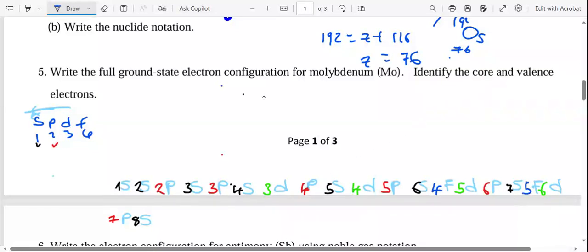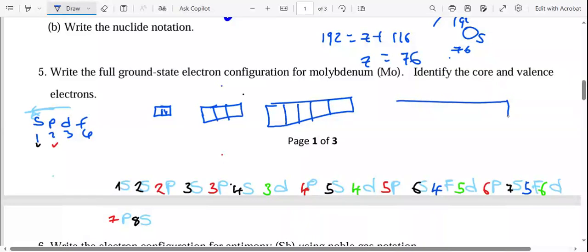Each orbital, like this S orbital, looks like this, so it can only accommodate 2 electrons. The P orbital looks like this. It has 3 orbitals in it, so it can accommodate 6, because in each orbital 2 electrons should occupy. Then D has 5 orbitals, 1, 2, 3, 4, 5, so it holds 10. Then F has 7.